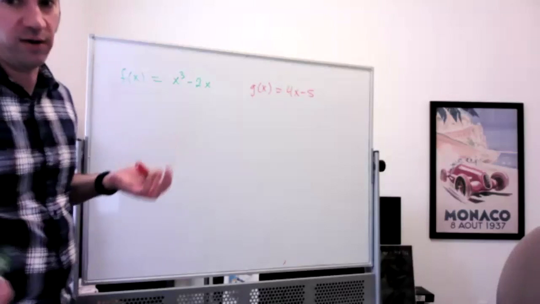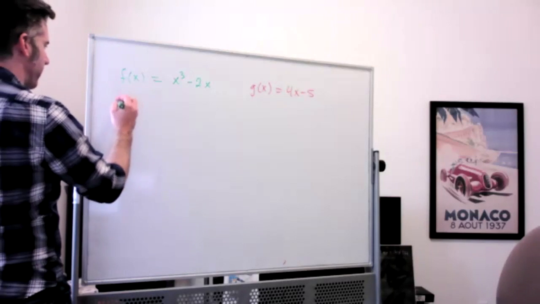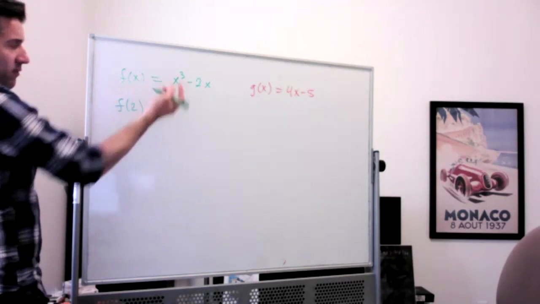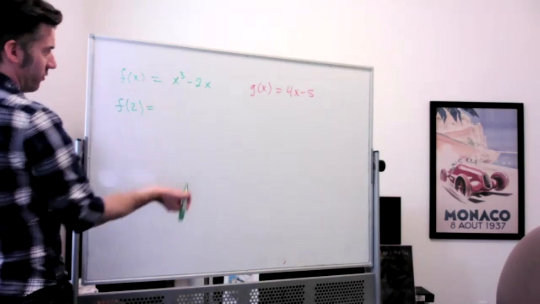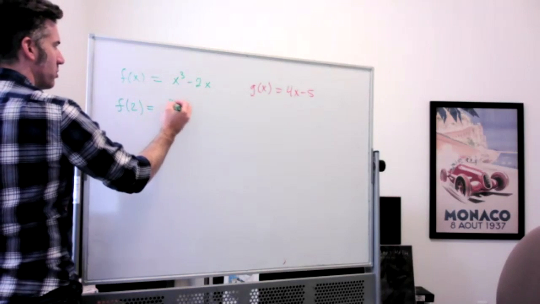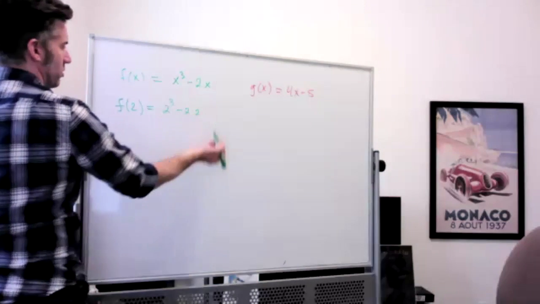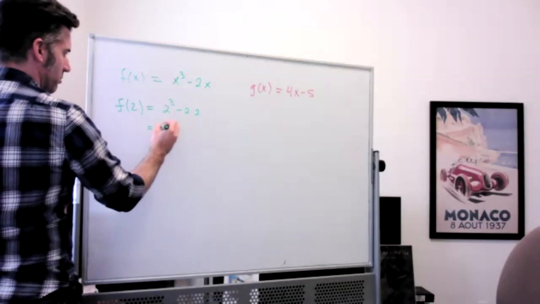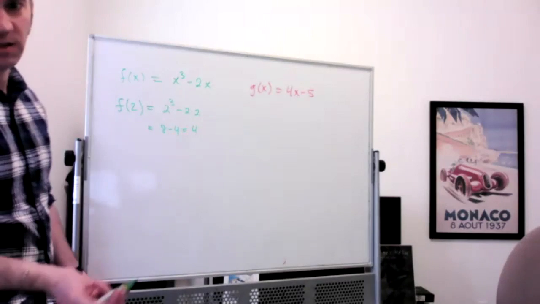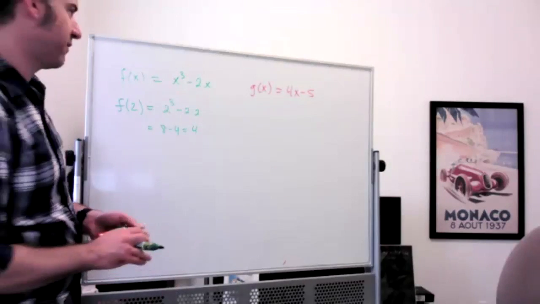So we've talked about evaluating functions before. Like I can find f of 2, right? When I'm trying to find f of 2, I'm just substituting 2 in for each value of x, or for each occurrence of x, I should really say. So we get 2 cubed minus 2 times 2, which is going to be 8 minus 4, which is 4. I care less about the value. I care more about actually figuring out what it is.